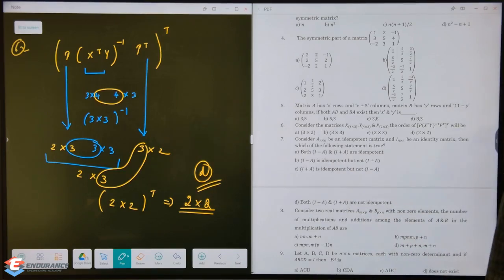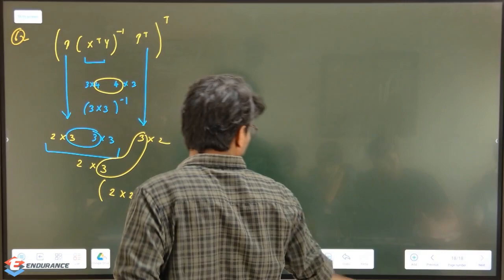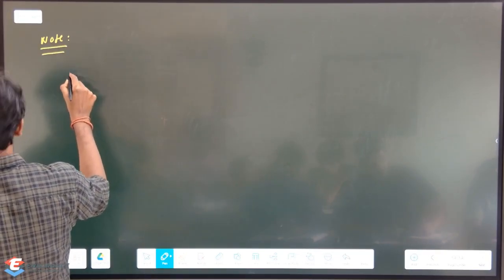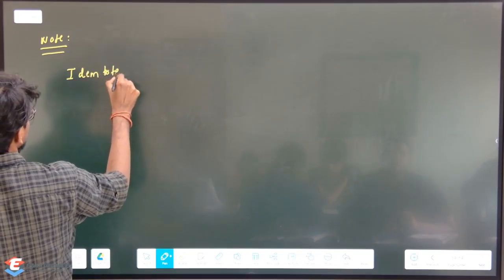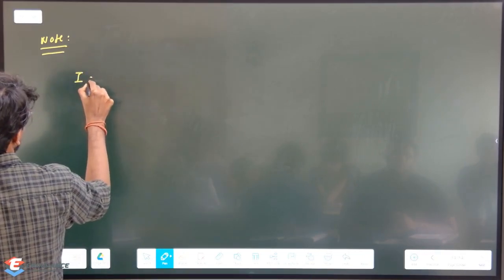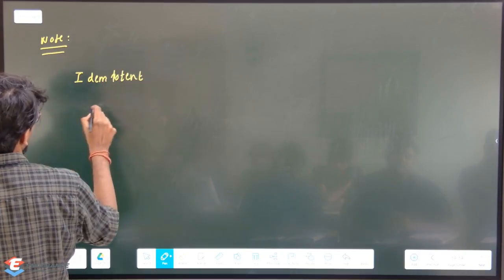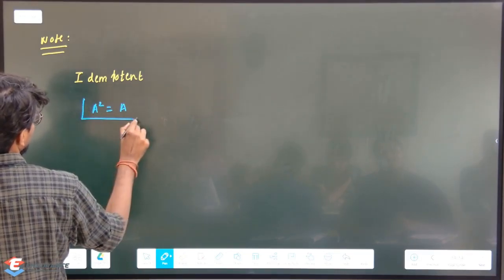Question number 7? Okay. See, for question number 7, just take a note. For a matrix which is called an idempotent matrix, my A square will be equal to A. If I apply square for a matrix, if it is equal to A, then it is idempotent.